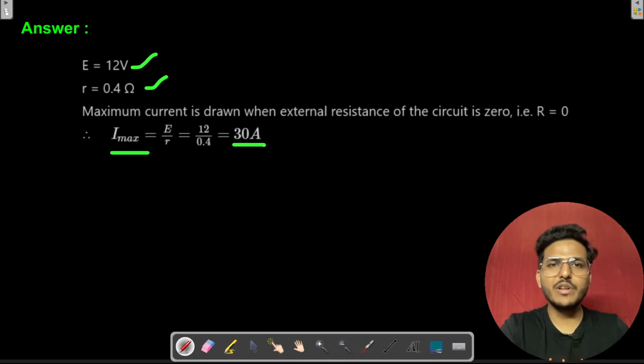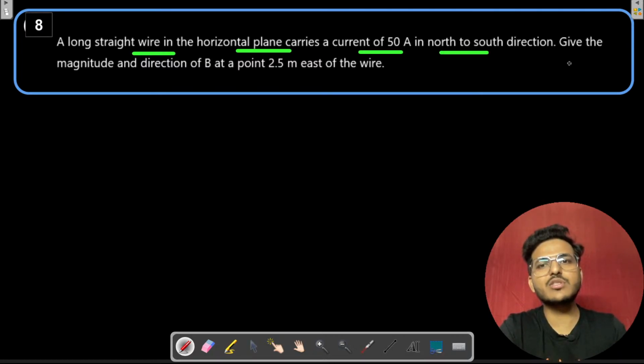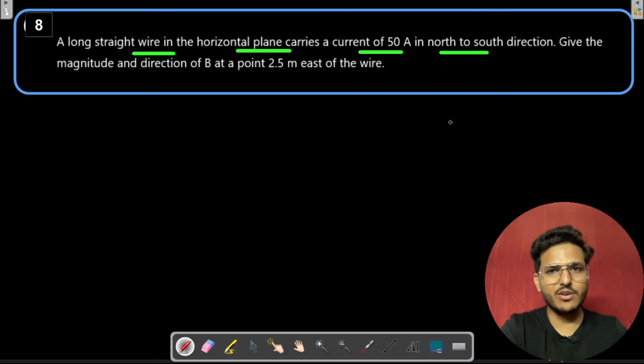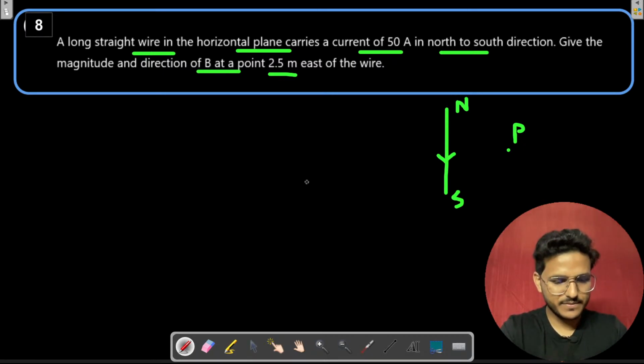Okay. Now moving to next. A long straight wire in a horizontal plane carries a current of 50 ampere in north to south direction, just like this. Give the magnitude and direction of B at a point 2.5 meter east from the point P. P is here.